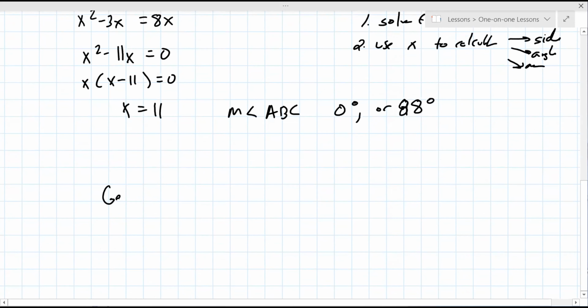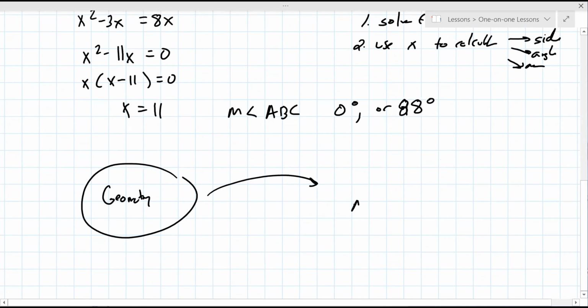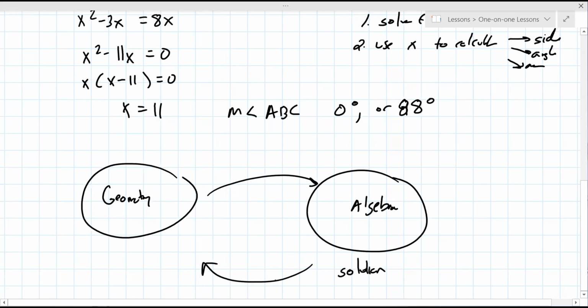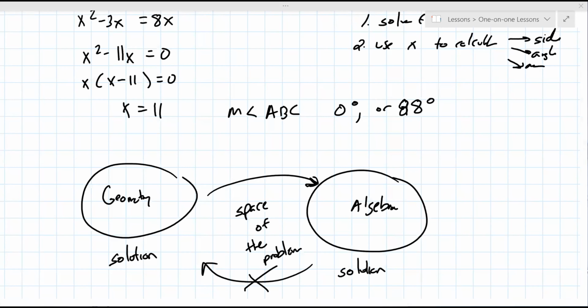So here's what you did. You took a geometry problem and you turned it into an algebra problem. And just because it's a solution here does not mean that it's a solution here. What I call it is you changed the space of the problem. And spaces are a real thing. There's the real space and other types of spaces, and you have to always look out for that. Just because the math gives me an answer doesn't mean that there actually is an answer to the thing that I'm trying to solve.